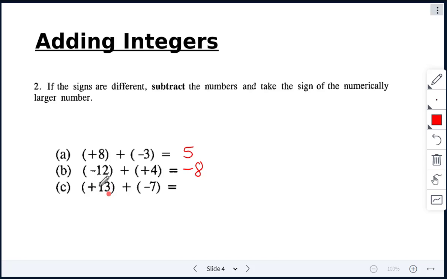Good. Let's try our last example here. It's a positive 13 plus the negative 7. Again, our signs are different, so we're just going to subtract. 13 minus 7 is 6. Then we're going to take the sign of the numerically larger number. 13 is the larger number, it's a positive, so we're going to leave this as a positive 6.